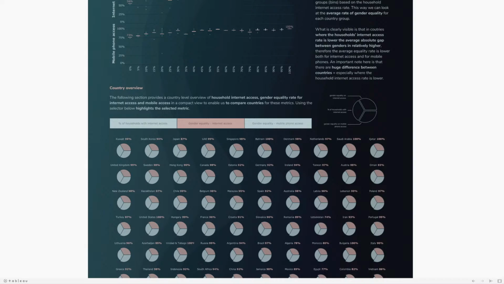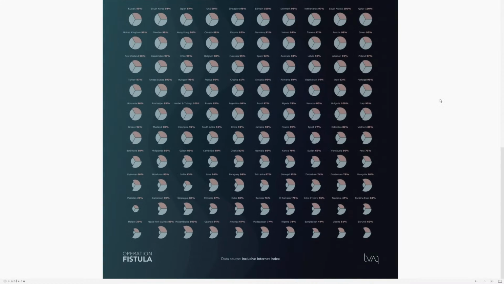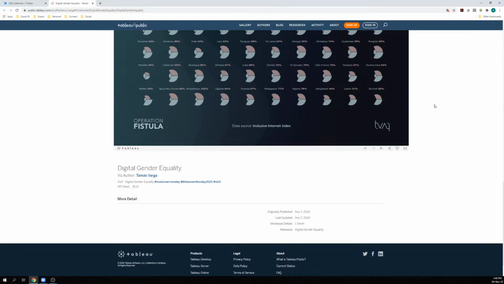Yeah, I found this Viz really beautiful. I thought the design was stunning. I liked the use of the colors. Amazing design. I just couldn't understand what was being done with the data.